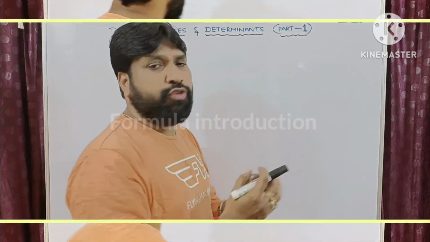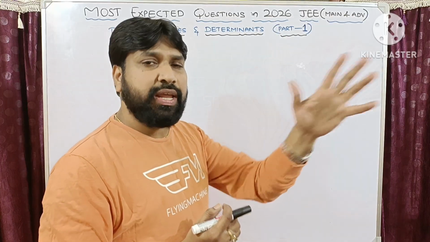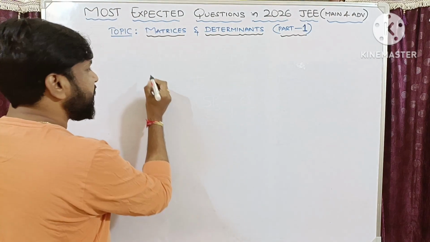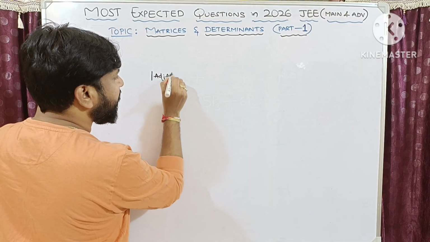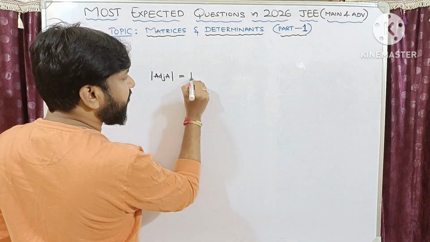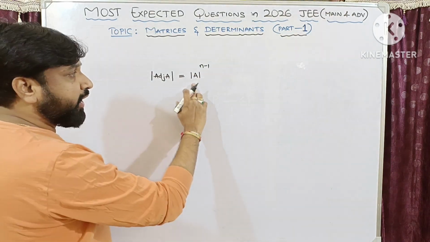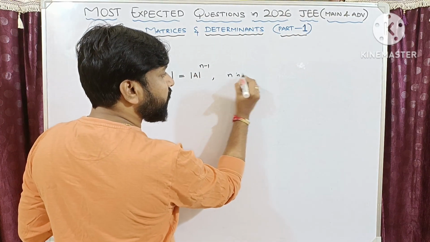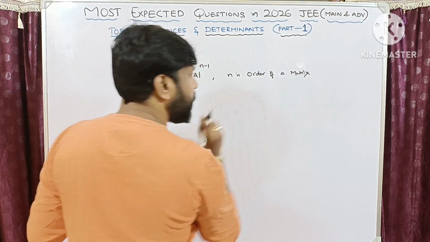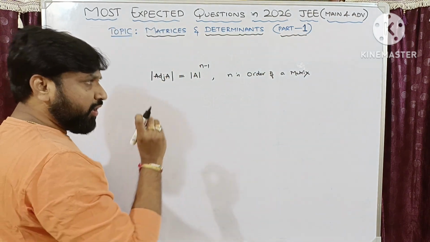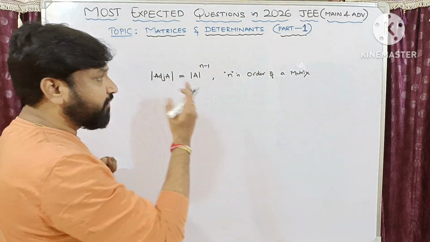So look at an easy formula. If you know this formula, then you can score 4 marks very easily in JEE Mains, friends. The formula is determinant of adjoint A. Determinant of adjoint A is equal to determinant of A whole power n minus 1, where n is the order of a matrix. Based on this concept, they usually ask questions every year, and of course in 2026 also, based on this model, they will definitely ask, friends.